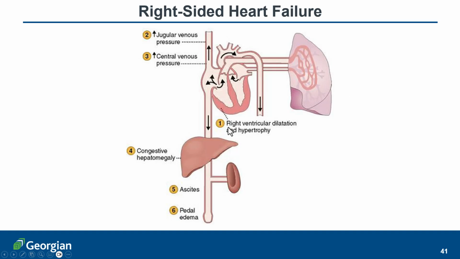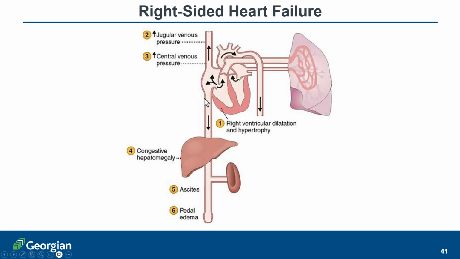So you have right ventricular failure. Why? Because of a myocardial infarction in that region that has affected the right ventricular wall, or alternatively because of cor pulmonale due to the fact that there is left-sided heart failure. Regardless, now you have right-sided heart failure. What does that lead to?